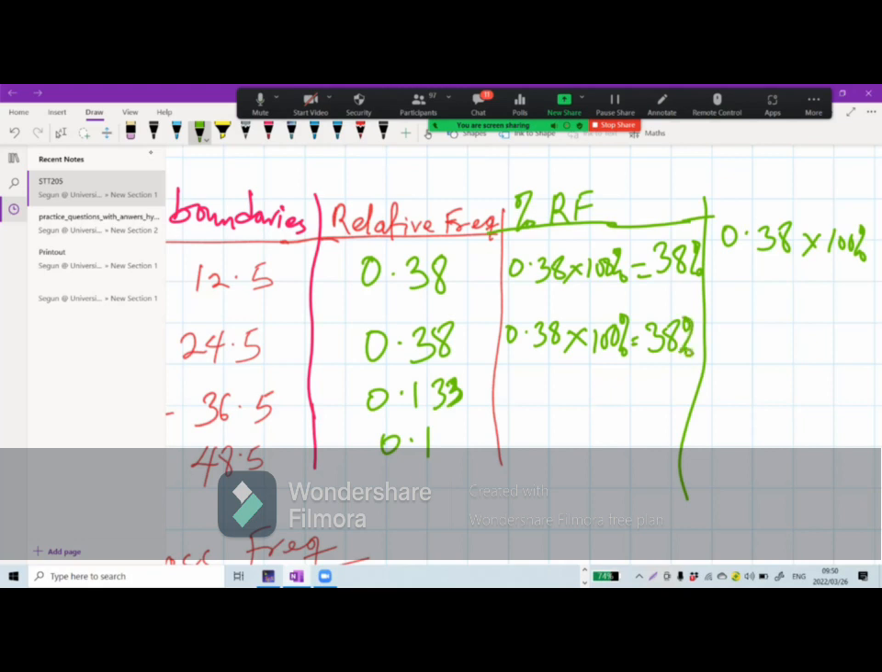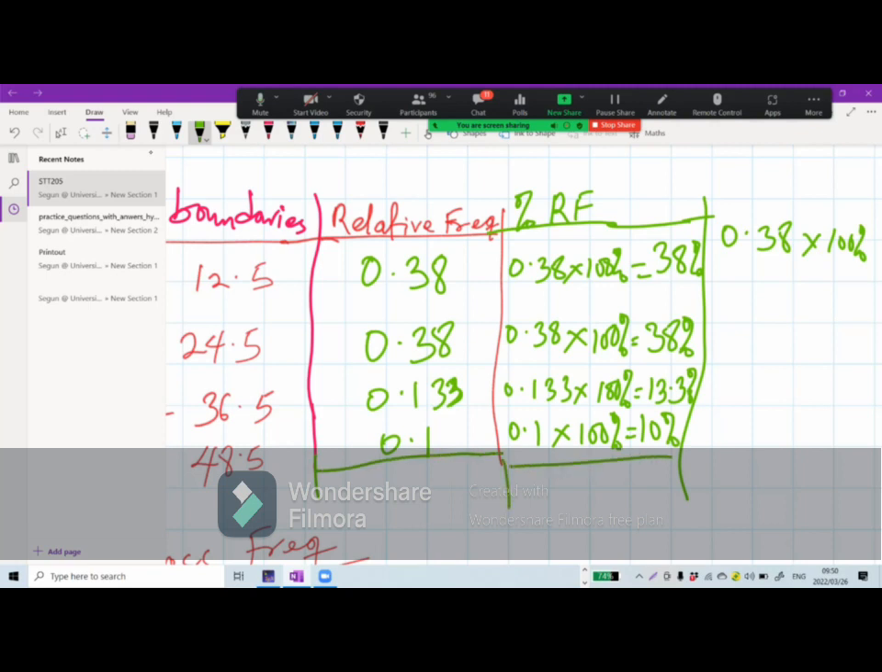38%. And the next one will be 0.133 times 100, which is 13.3%, not 13%. This one will be what? 0.1 times 100% is 10%. Now, somebody should add this together.